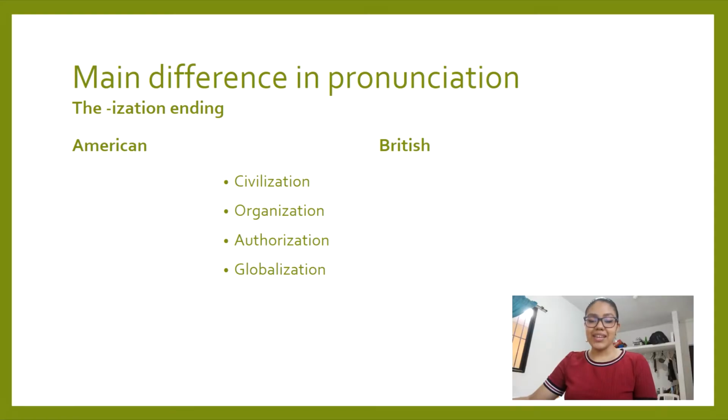Number 4. How the ending "isation" is pronounced. We can say in American English civilization, while in British English we say civilisation. Organization, organisation. Authorization, authorisation. Globalization, globalisation.